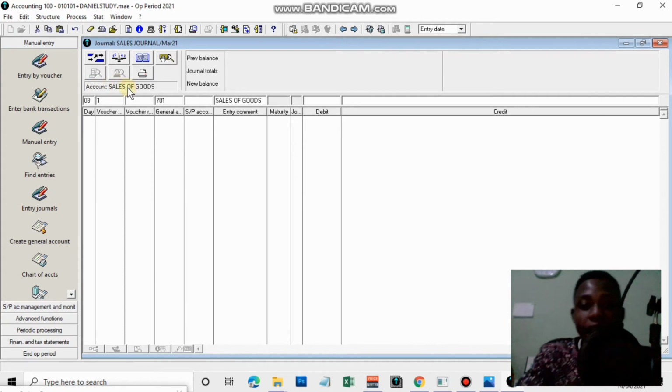Sales of goods. And when you press on the tab key, see, it directs me automatically where I need to put the amount. I'm the one choosing whether I need to put it on the debit side or on the credit side. On the sales journal, it directs you exactly where you need to put the gross amount. Since this is sales of goods, it's supposed to be credited. Normally I would press the tab key twice before I reach here, but it's directing my tab key directly where I need to put the amount.